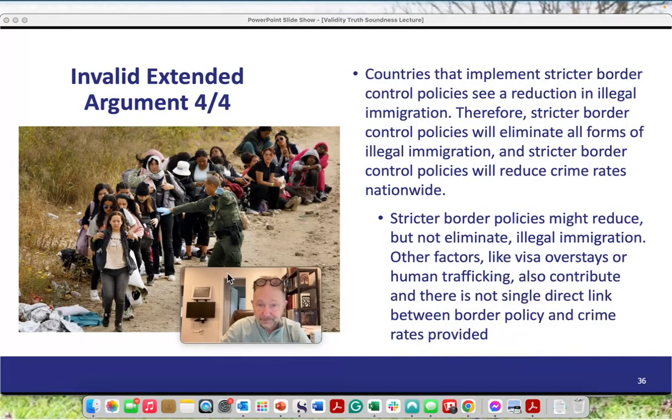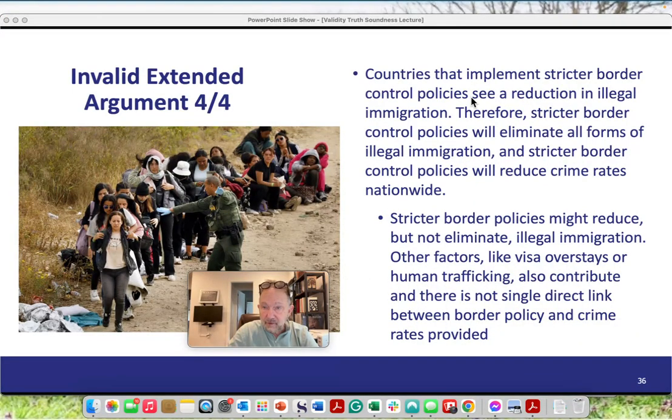Same thing here, right? Stricter border policies seek a reduction in illegal immigration. Therefore, stricter border control policies will eliminate all forms of illegal immigration. Okay. And then an extension here: stricter border controls will reduce crime rates nationwide. So we've made two arguments here, and this last one does not follow from this premise, because this premise is only about the first one.